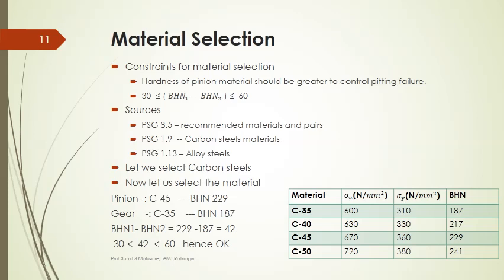Let it be for the pinion, I will select C45. So what is the BHN? The BHN number is 229. So 229 minus 30, what is the value? 199. 199 minus 30, what is the value? It will be 169. So we have to select the material for the gear wheel whose BHN is between 169 to 199. So only one option I have, that is C35, whose BHN is 187. So for this problem, for the pinion we go for C45, for the gear wheel we go for C35.